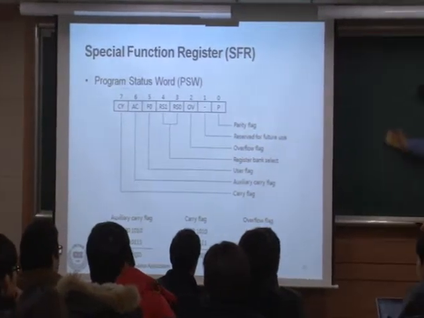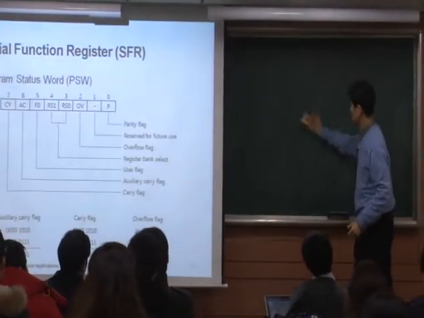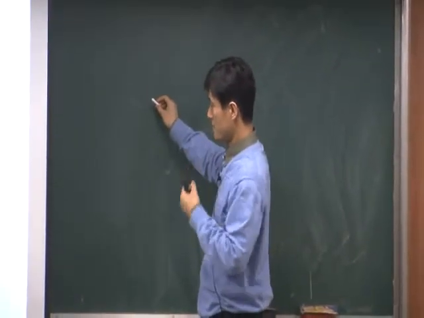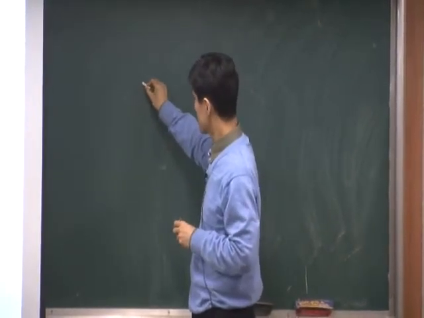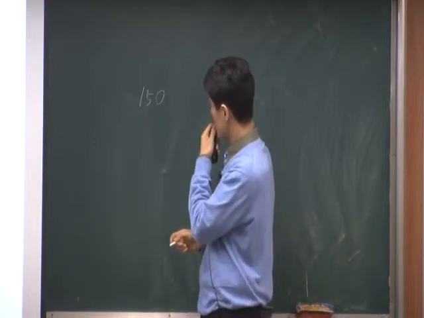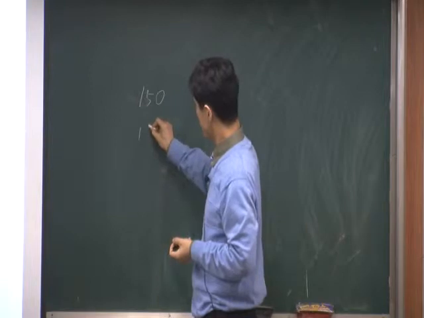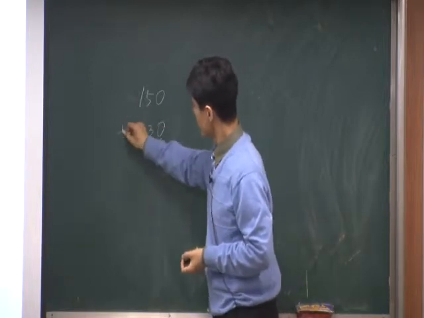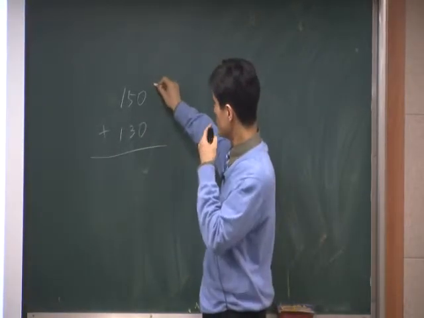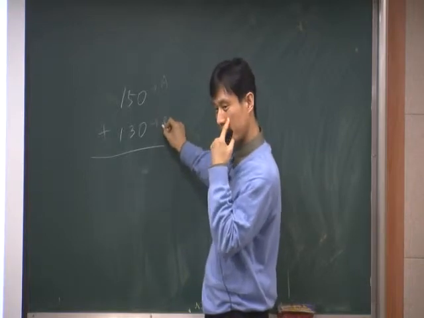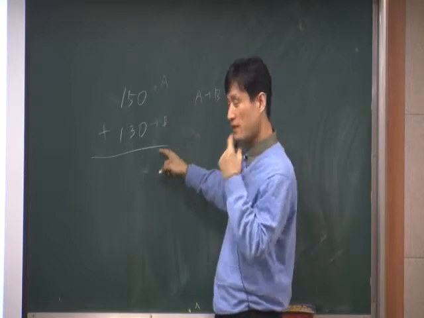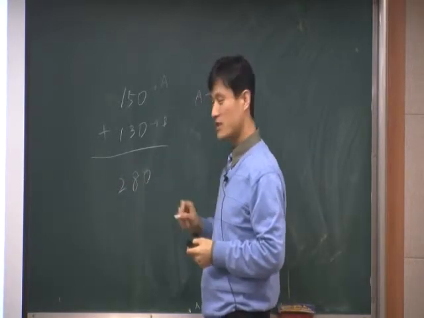So let's see why. It's pretty easy to understand, but let's think about unsigned numbers, just for easy understanding. Let's say I want to do this addition, okay? And I put this number into A, and this number into B. And I do this one. These are the registers, right? And the result would be this one.